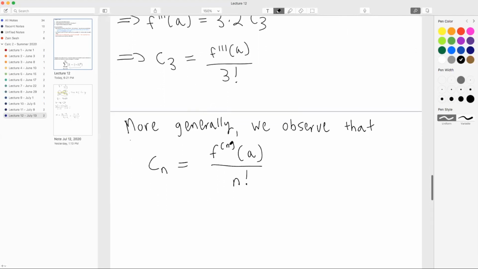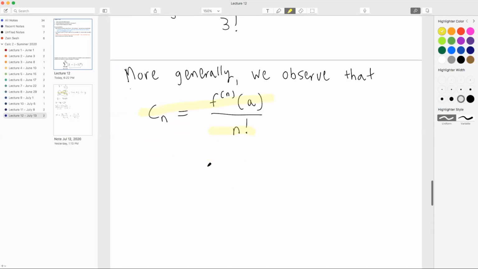All right, so that superscript parentheses n means the nth derivative of f, okay? So it's the nth derivative of f evaluated at a divided by n factorial. So that's our formula. So all along, these coefficients Cn actually had this formula. So that's that. Since we have our Cn's, we actually can write our power series in a slightly different form.